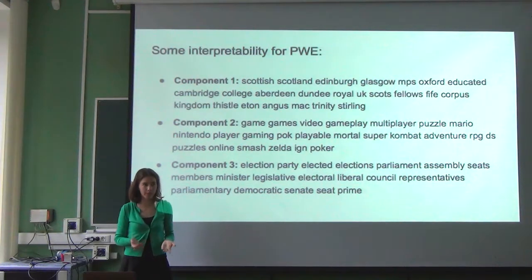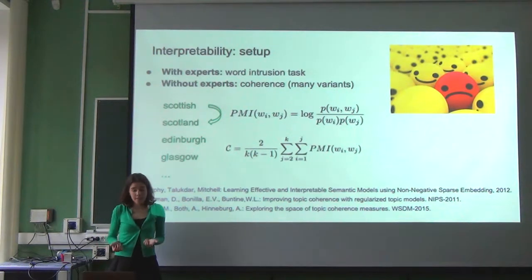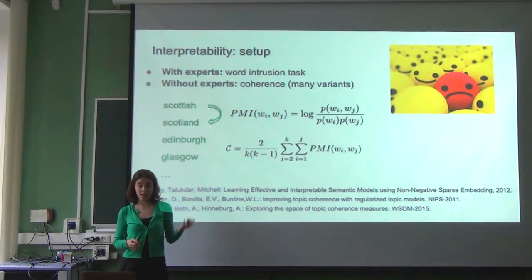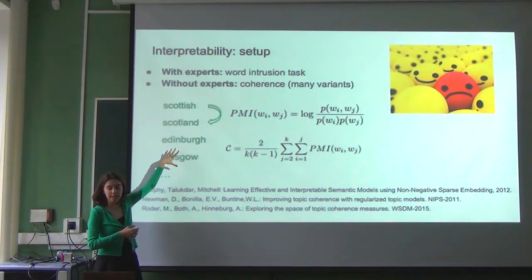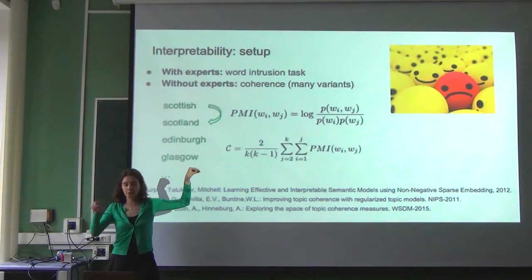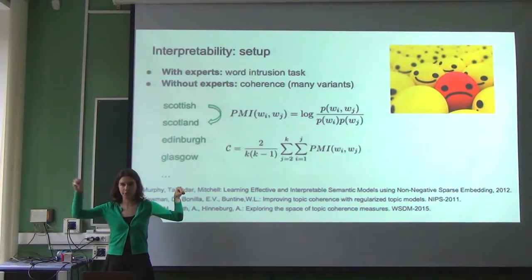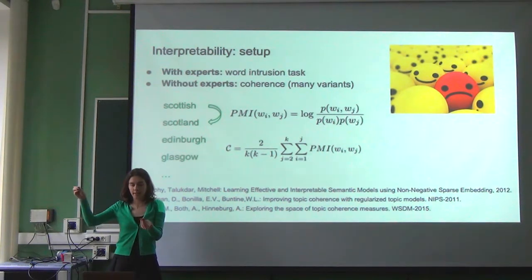Now, how can we evaluate this? Because it's definitely not nice to compare just lots of words, right? People did a lot of work on this as well. So if you have some experts, or if at least you have some money, you can do word intrusion task, which means you get your top words of your components and you intrude one random word there. And you ask your reviewers to find this random word. So they assume that if the reviewers find it easily, then the topic was good, it was coherent.